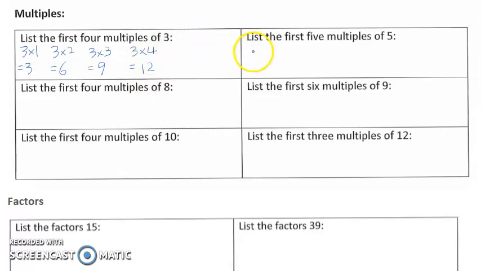So we use the same approach for the next question. List the first 5 multiples of 5. So again, we start with one lot of 5, so that will give us 5. And 2 lots of 5 give us 10. The next one will be 3 lots of 5, which is 15. And 4 lots of 5 will give us 20. And the fifth one will be 5 lots of 5, which is 25. So this is how we find the multiples of an integer.